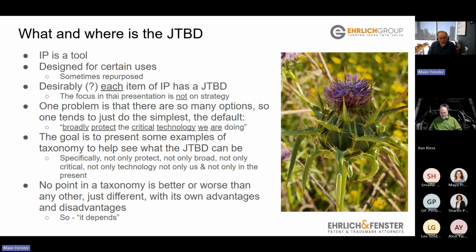I do want to point out that the answer is it depends. What does that mean? It is not true that a broad patent is always better than a narrow patent. It is not true that a patent which protects is not as good as a patent which provides leverage. It all depends. But if I give you the range of possibilities and reasons, you can decide for yourself what should be done.